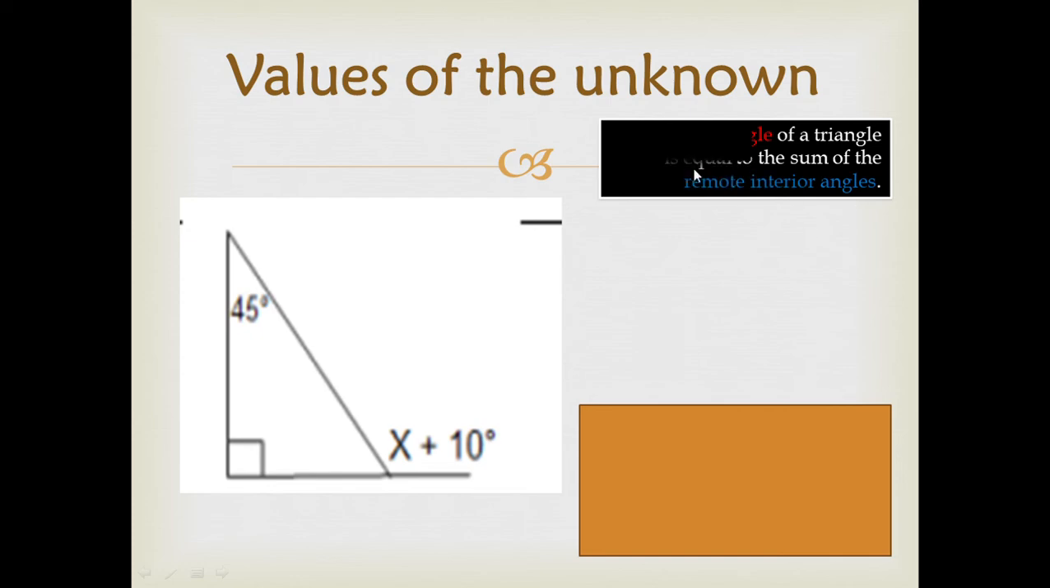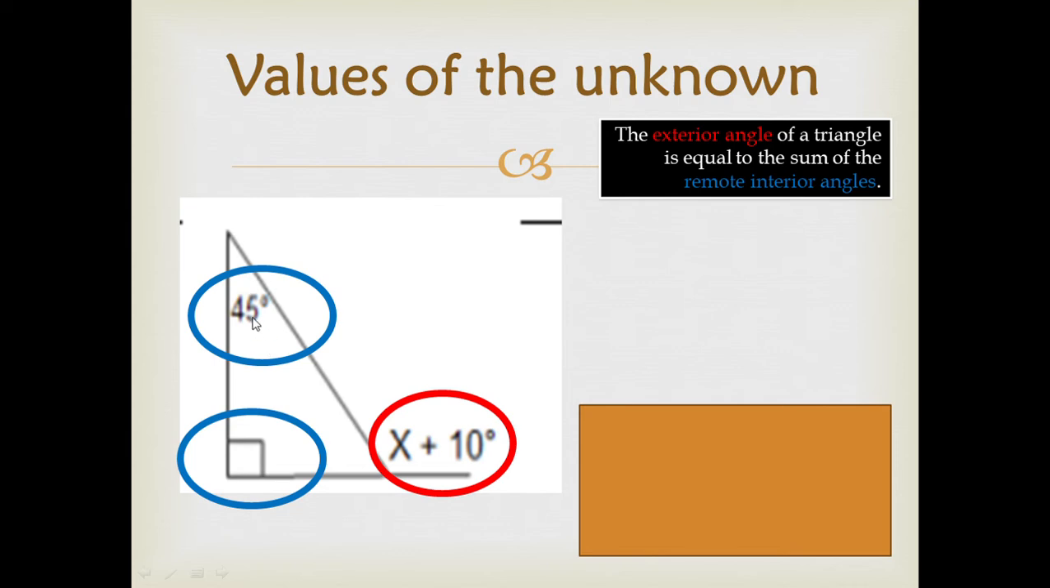So we have here the definition that the exterior angle of a triangle is equal to the sum of the remote interior angles. So here in our illustration, our exterior angle is x plus 10 degrees. Ito yung expression natin for our exterior angle. Ang ating remote interior angles natin para sa given na to ay sina angles 45 degrees tsaka itong 90 degrees. So based on our definition here, ang sum daw nung dalawang blue, ang equivalent nun ay si exterior.